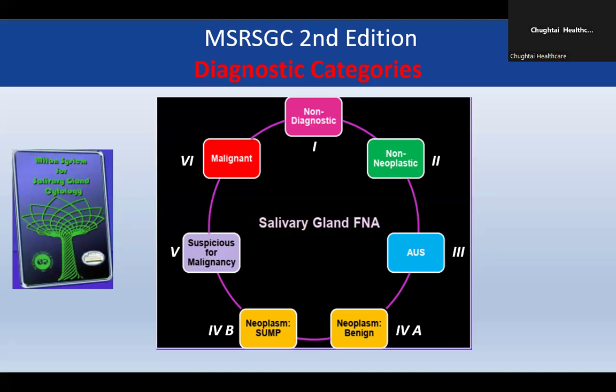So this is the beauty of the Milan system, that it doesn't have the 2 categories like benign and malignant. It has a range of diagnostic categories from non-diagnostic all the way to the malignant, because in the human body and biology, not everything is black and white. So the cases that we see in everyday routine, some of them are non-diagnostic, some are suspicious. So we have this range of diagnostic categories.